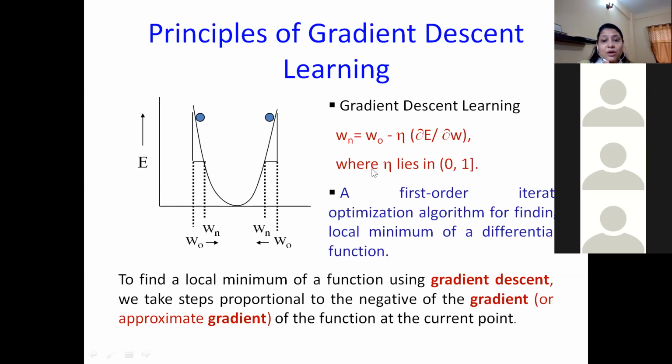This is a first order iterative optimization algorithm which follows the gradient descent learning method so that we can find the local minimum of this particular function where we can take approximate gradient. That means these approximation values are obtained by taking the partial differentiation method. So you can expect a 2 marks or 3 marks question on what you mean by gradient descent learning method.